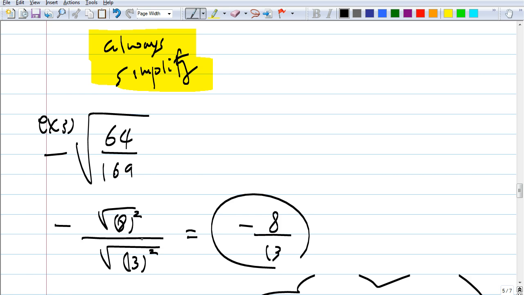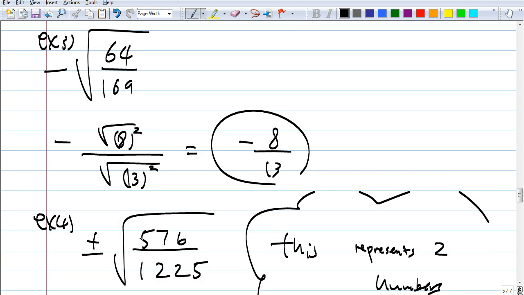Easy? Does that make sense? Now this one was easy because these two numbers, the numerator and the denominator, were perfect squares. You saw them easily, right? But what if I give you something like this?